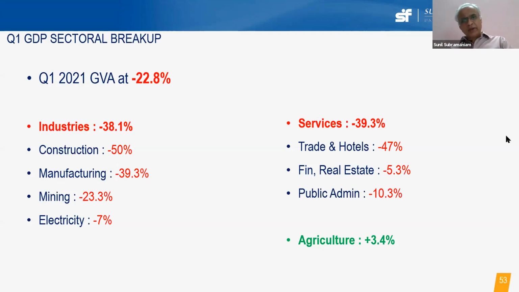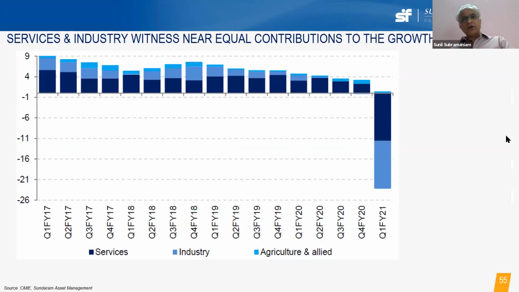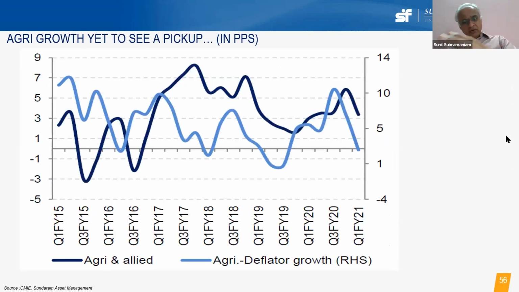positive, which is what I would like to explain by means of this graph, to tell you that the services and industry sectors have equally contributed to the drag in the GVA. Agriculture has grown, but at 3.5% growth, it's not a very strong growth. But I think when the Kharif crop gets harvested, you will definitely see a pickup in agricultural growth towards the end of the year, right?